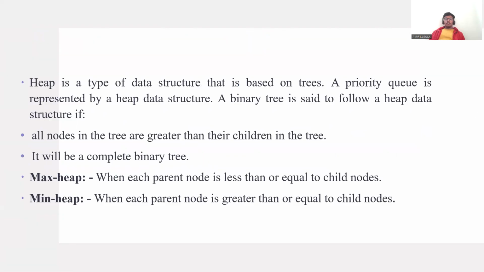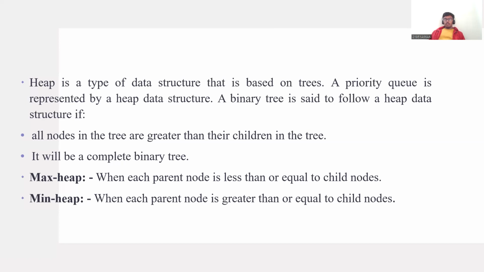A heap is a type of data structure that is based on trees. A priority queue is represented by a heap data structure. A binary tree is said to follow a heap data structure if it is a complete binary tree and all nodes in the tree are greater than their children. There are two heaps.